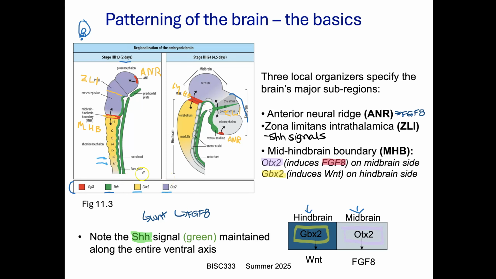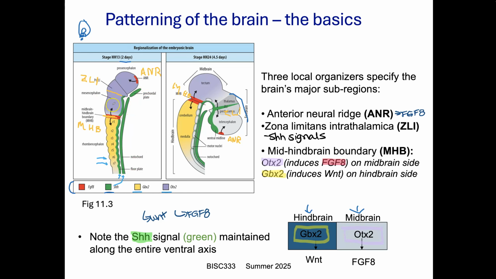Remember, there is sonic hedgehog from the notochord, and in the floor plate, the most ventral part of the neural tube developing. So this is constant throughout the sonic hedgehog. There's going to be an additional signal a little bit later.